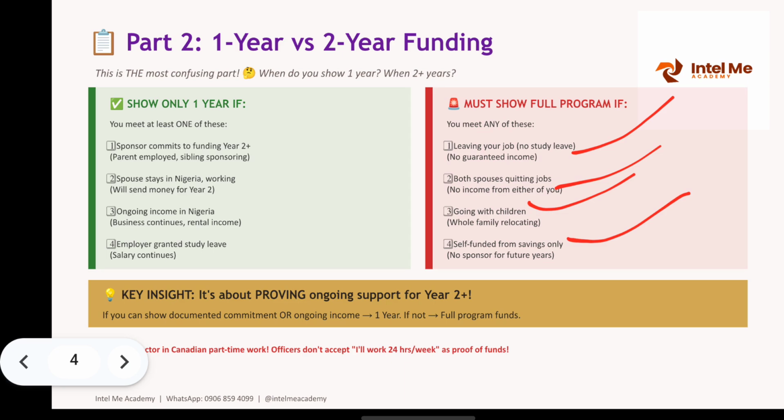If you have some form of support in terms of maybe a sponsor, your spouse, ongoing income, or you are getting paid while studying in Canada, then you can show only 1 year and say that the remaining year will be covered by either my sponsor or my spouse or my business or the salary from my job. Do you understand? But if you don't have any of that, you have to show the complete 2 or more years. So the main thing is about proving that you would have ongoing support for the second year of studying. That's how you submit a very good proof of funds, because they want to be sure that you can afford it without working in Canada.